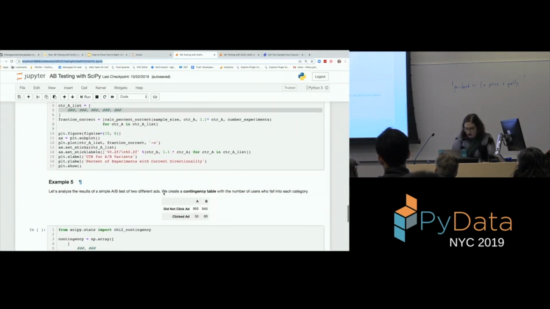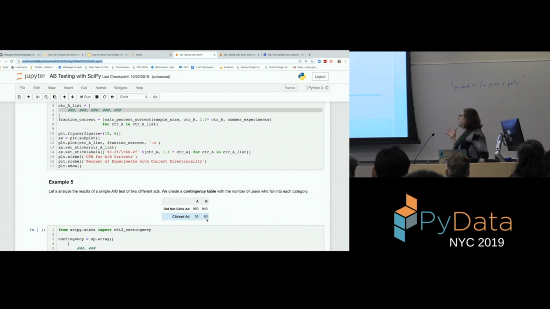Okay. So the way we analyze an A/B test after it's run is we create something called a contingency table. And a contingency table should have the sum of all cells describe all people who participated in our test. So for instance, this cell describes people who saw variant A and did not click the ad. This cell here describes people who saw variant B and did not click the ad. This cell describes people who saw variant A and did click the ad, and then B and did click the ad.